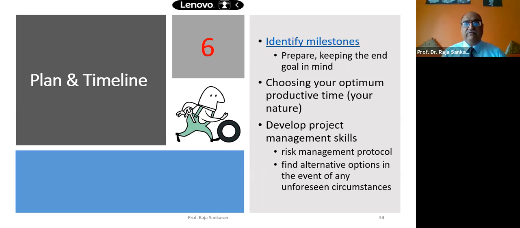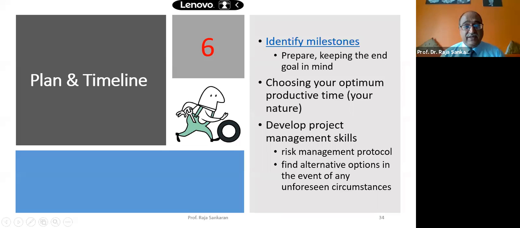Some would be more productive during the night time. So based upon how your individual characteristics are planned, this time can be either in the morning or late night, based upon how you feel comfortable with, and develop project management skills.